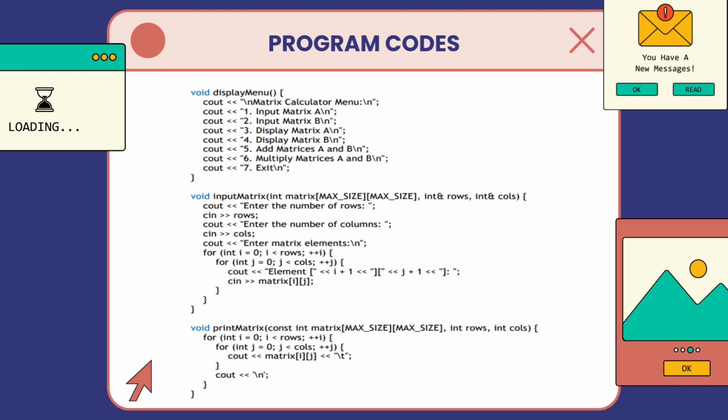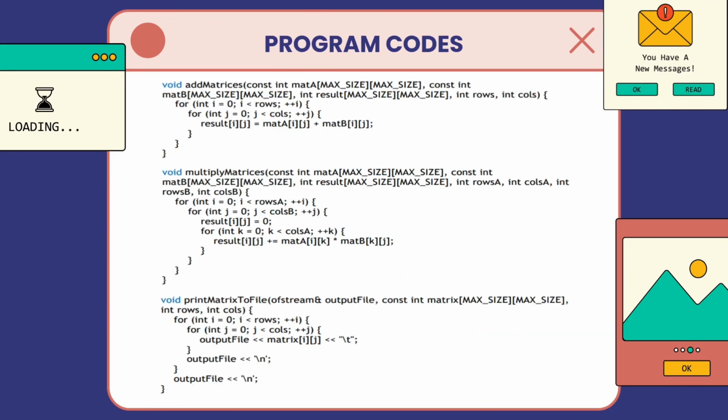And the next and last one is the void print matrix. This function will print and show the matrix after we input the rows and columns for matrix A or matrix B, based on our loop function at void input matrix. As above, we can see at the void input matrix.